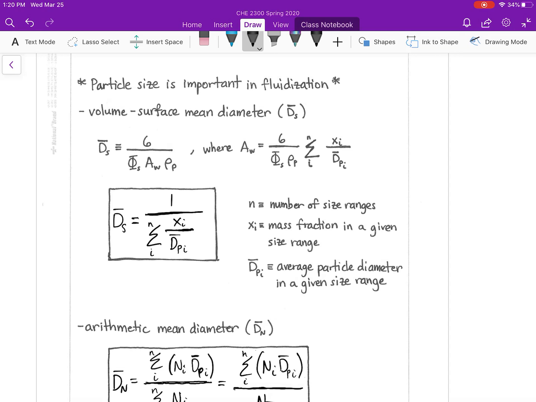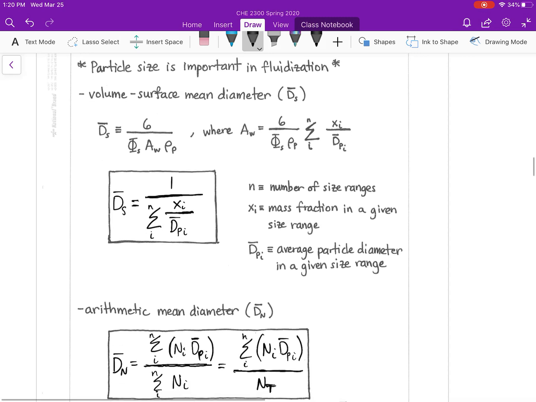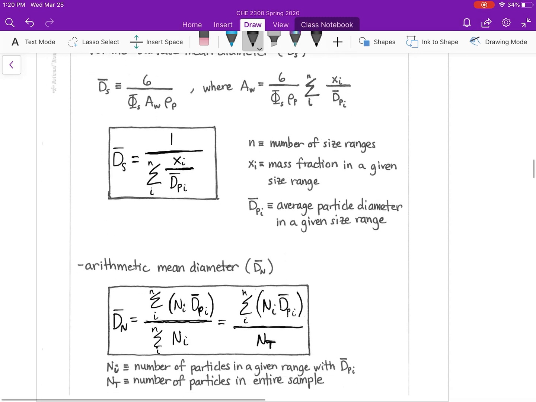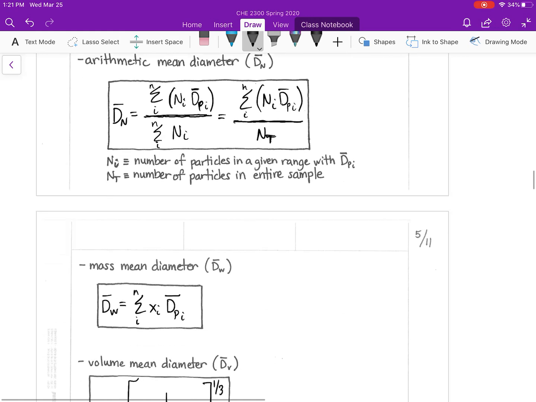Actually using these equations to calculate a value for the arithmetic mean diameter is not something that you will have to do for this course. I am again simply pointing these out to you so that you have at least heard of these terms when you leave this class. So there are two here.